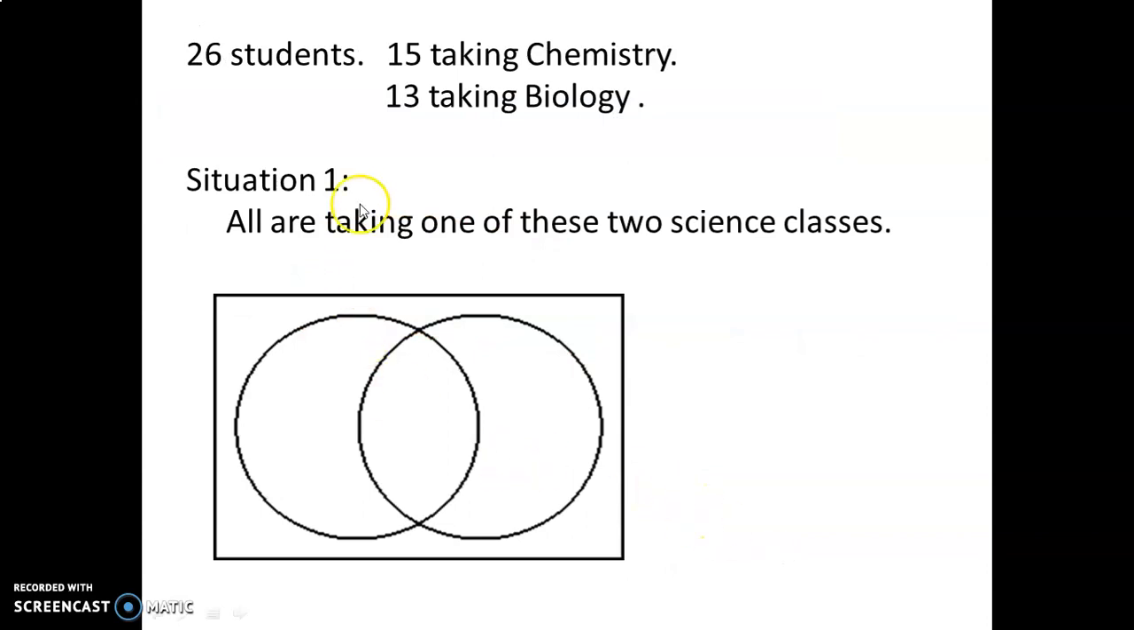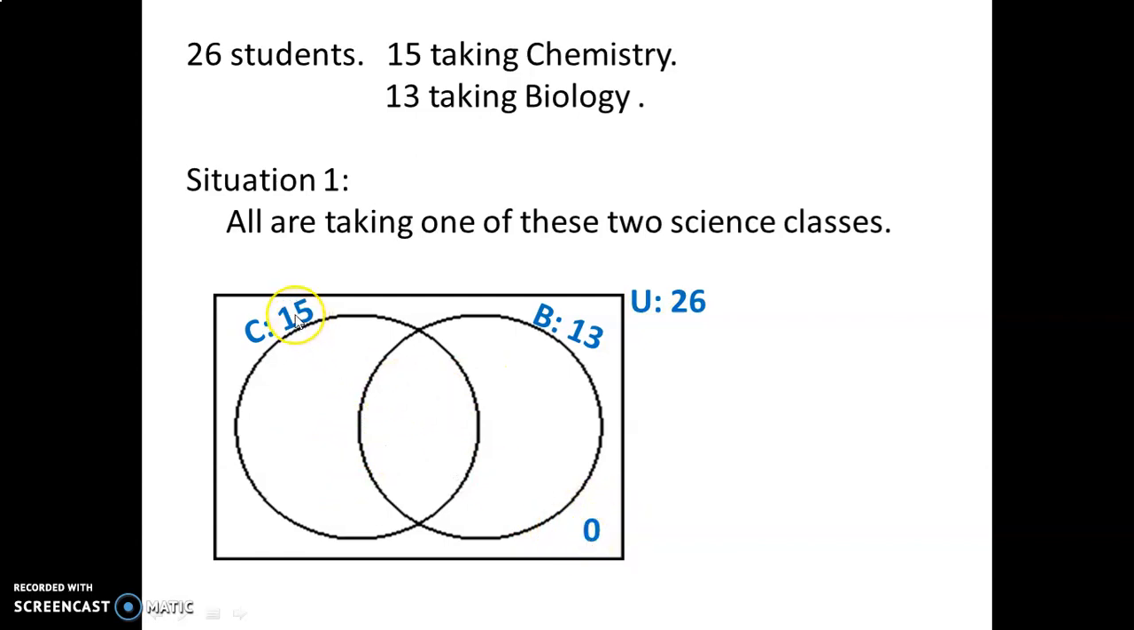Okay, so here we have 26 students, 15 taking chemistry, 13 taking biology. So here's 15 chemistry, 13 biology. And it says in this situation, all are taking one of these 2 science classes. What this tells us is that there's how many students here outside of the chemistry and biology students? Well, the answer is 0, because our universal set, our whole group of students is 26, and we know all are taking these 2 classes, so there's 0 out here taking none.